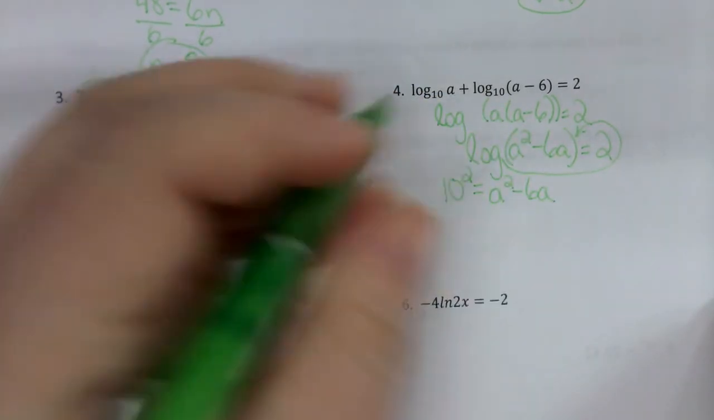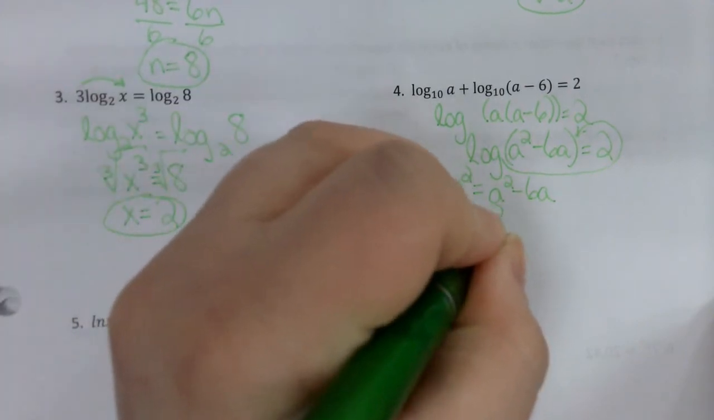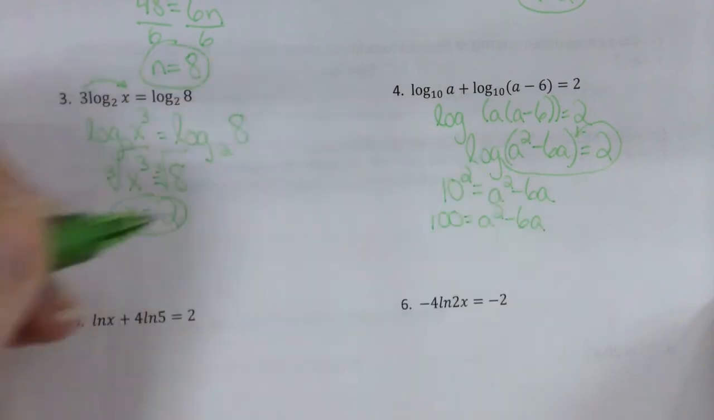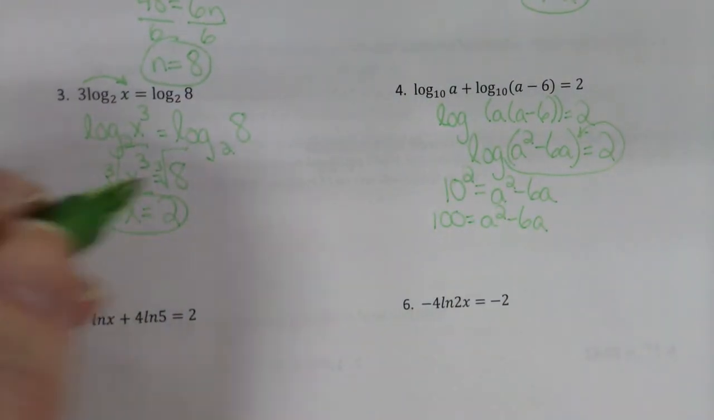Now 10 squared is 100, which means I'm going to be dealing here with a quadratic equation. I need to subtract that 100 from both sides.